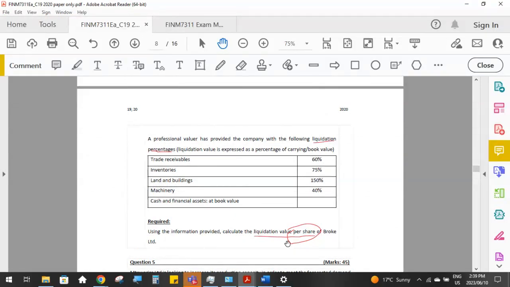So how are you going to find out how many shares are in the company, so that you know how many shares to divide the total liquidation value over? Think about that for a minute. How are you going to work out how many shares you need to divide the liquidation value over?